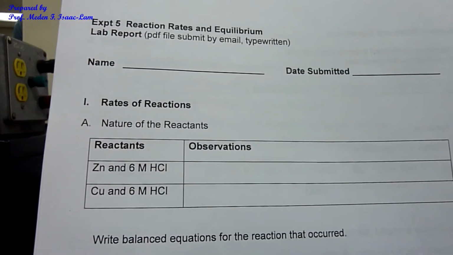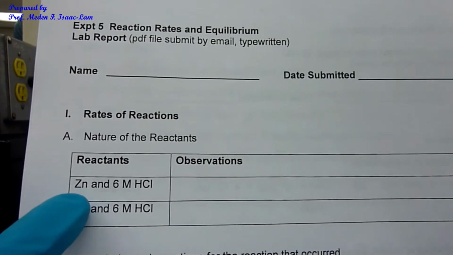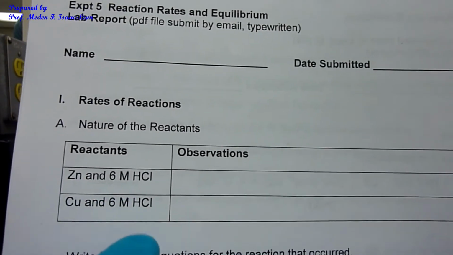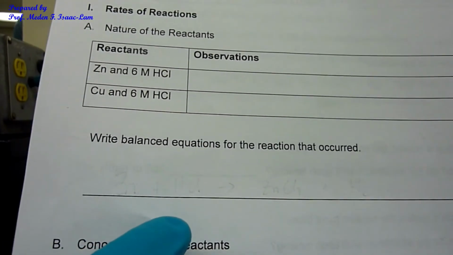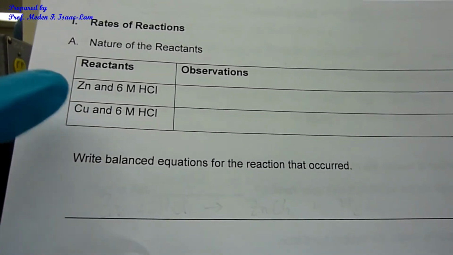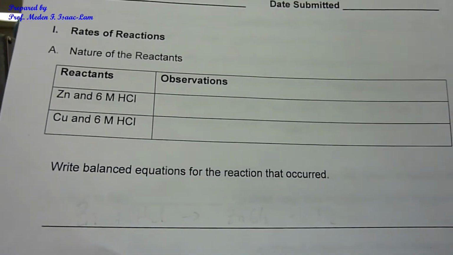So in the lab report, you are now going to write the observations for the zinc and 6 molar hydrochloric acid, and then copper and 6 molar hydrochloric acid. You are going to write the balanced equation only for the reaction that occurred, which is going to be, in this case, zinc and HCl, and then write the products.